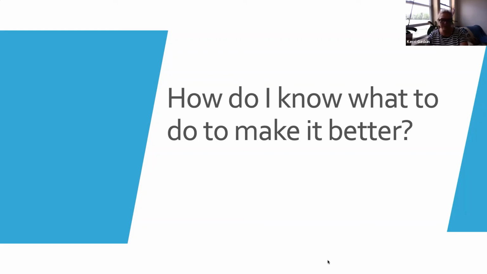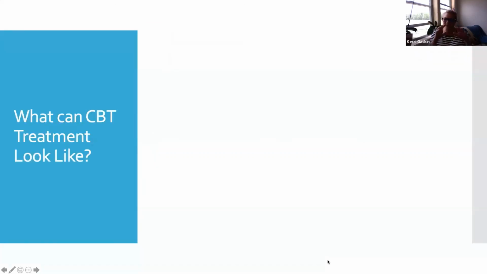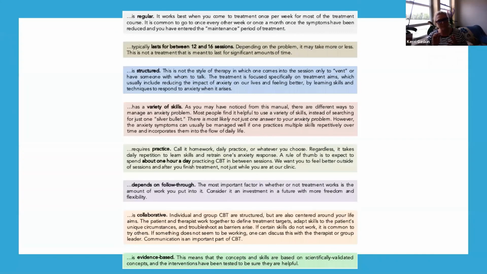So what does that treatment ultimately look like? Well, typically cognitive behavioral therapy has a structure, right? It's evidence-based. It has an impact on anxiety in both the short and the long term. Cognitive behavioral therapy is regular. It typically lasts between 12 and 16 sessions, depending on the problem, and it may take more time or less time. This is just an estimate.